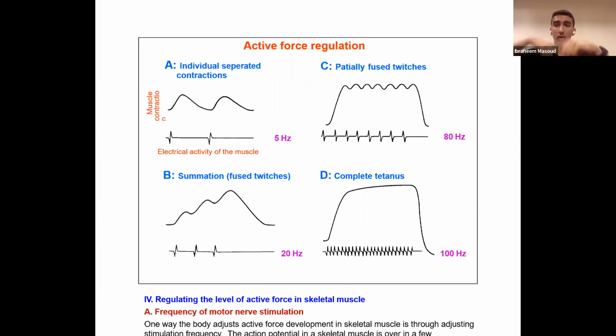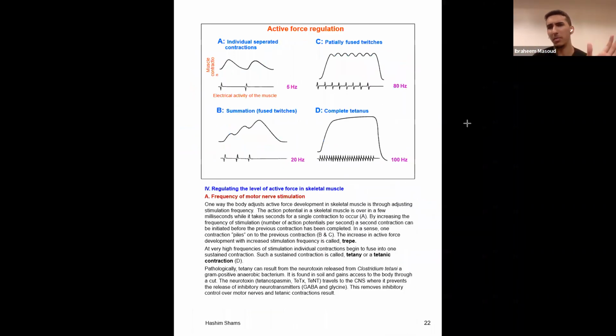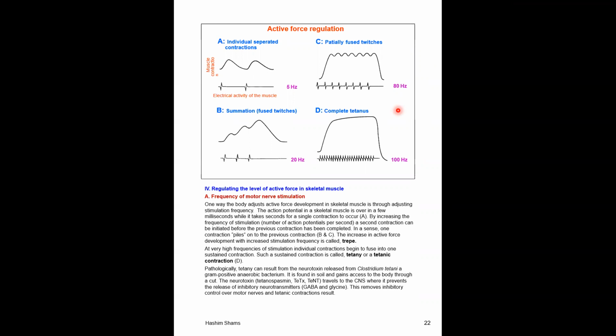So one contraction adds up to one big contraction, like this one in D. See, the contraction is one big one. They add up. That's the concept. It's simple, don't overthink it. And it's called tetany. That's clear?